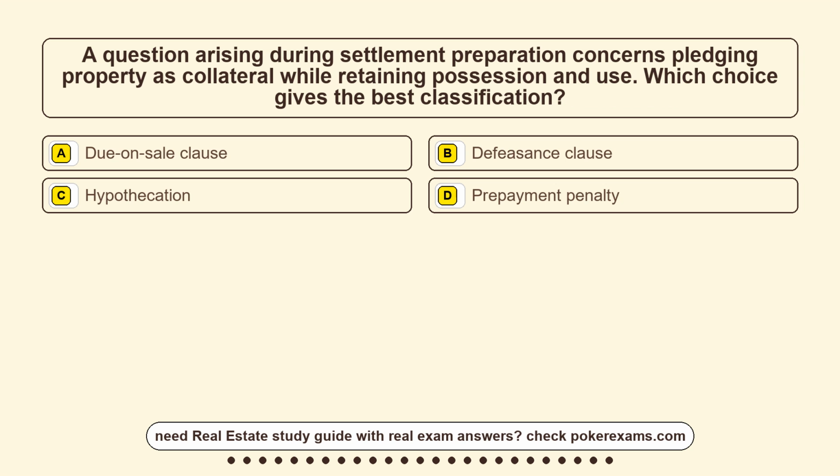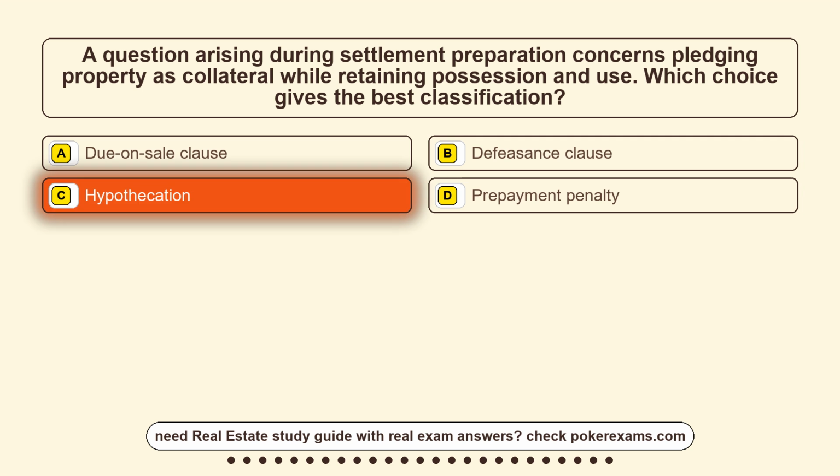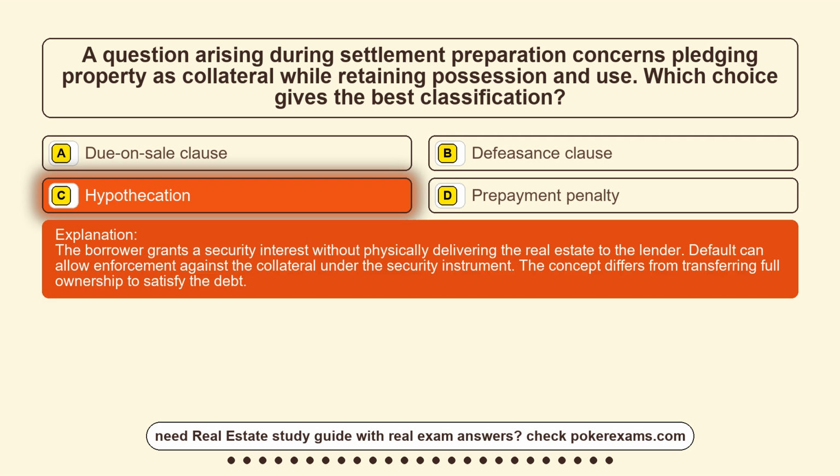Question 21. A question arising during settlement preparation concerns pledging property as collateral while retaining possession and use. Which choice gives the best classification? Option A, a due-on-sale clause. Option B, defeasance clause. Option C, hypothecation. Option D, prepayment penalty. The correct answer is option C, hypothecation. The borrower grants a security interest without physically delivering the real estate to the lender. Default can allow enforcement against the collateral under the security instrument. The concept differs from transferring full ownership to satisfy the debt.